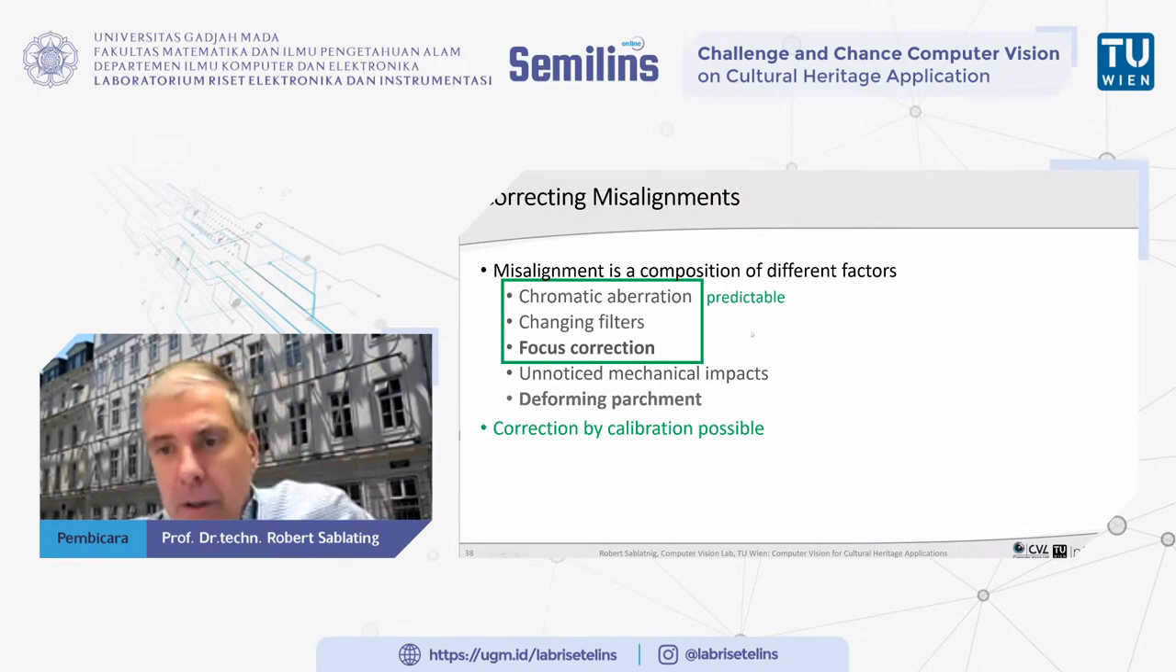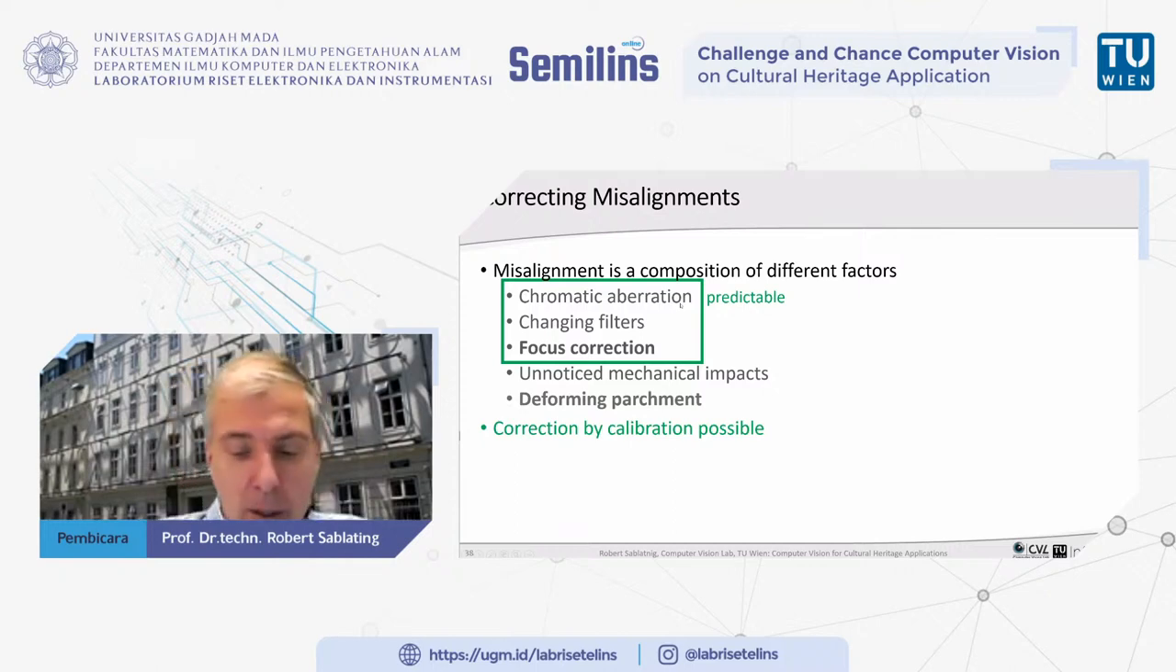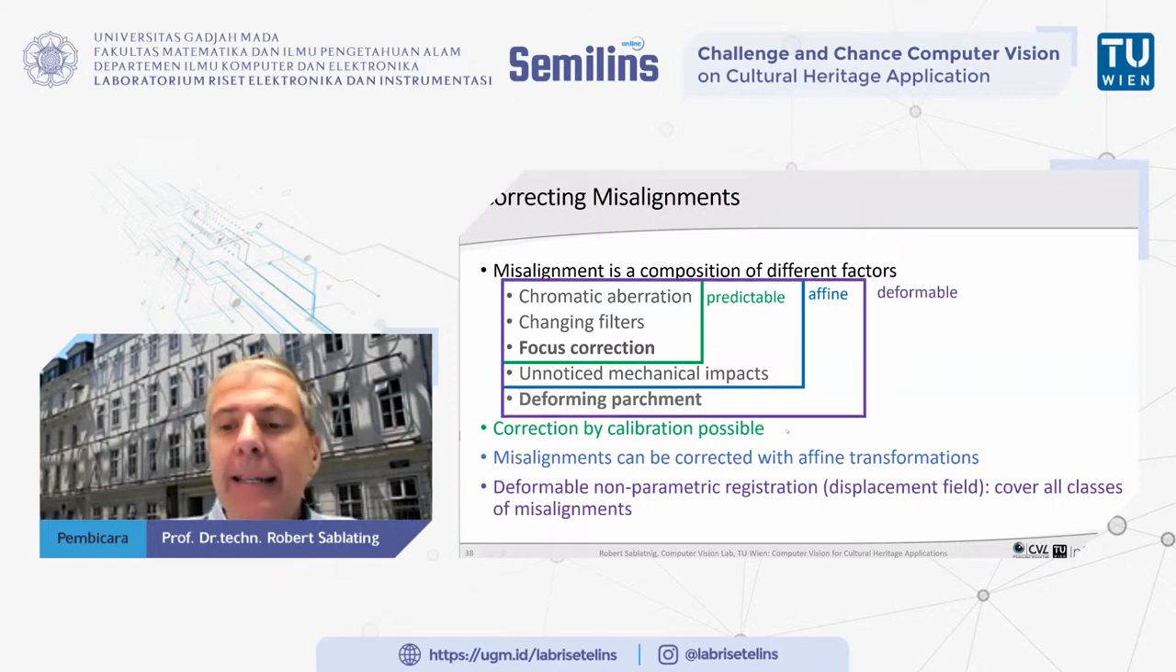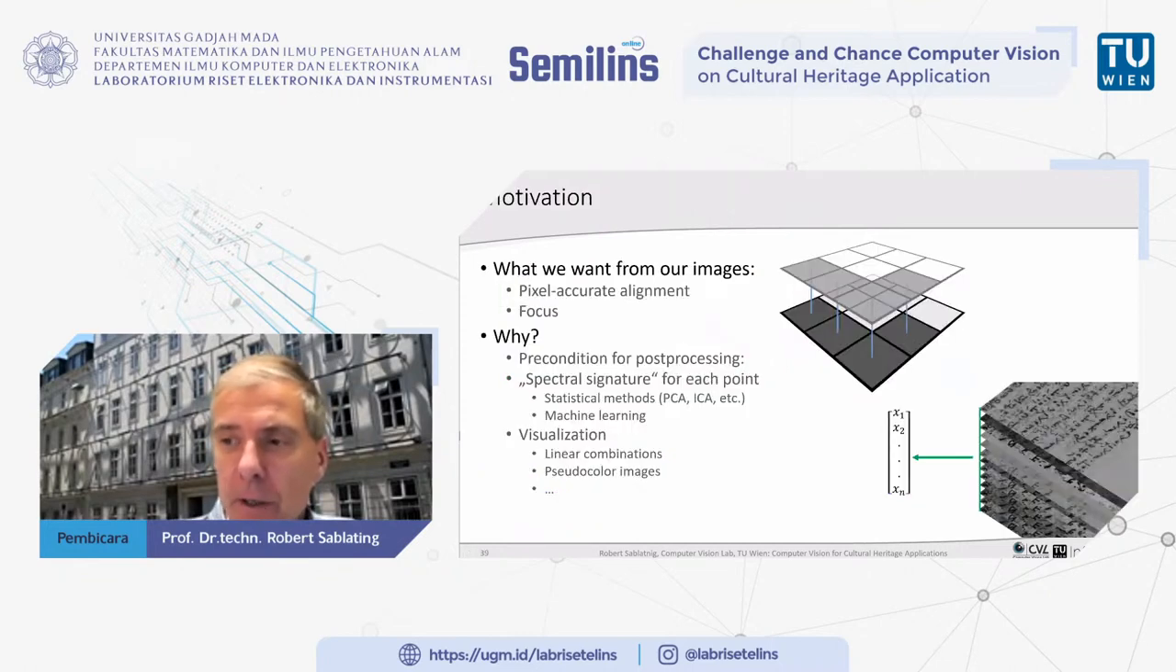For chromatic aberration, changing filters and focus correction, as we've seen before, we can calibrate our lenses and work on that. However, for the other parts, it's still not possible. On those mechanical impacts, of course, you can do some kind of affine transformation, but for deforming parchment, this is not possible, because they can deform in any direction. And therefore, you need some kind of correction method afterwards.